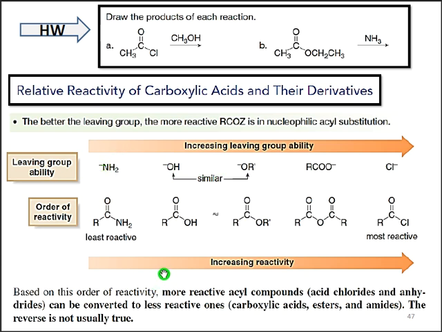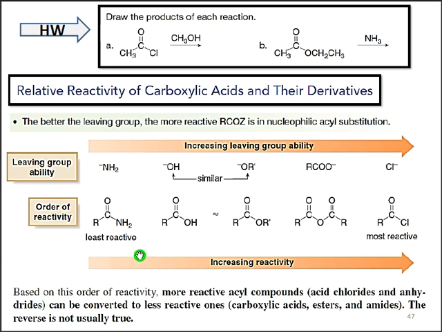For this reason, the reactivity increases from the left to the right. That means the most reactive carboxylic acid derivative is the acid chloride, and then the anhydride, and then the ester, and then the carboxylic acid compound, and then the amide. Based on what? Based on the properties of the leaving group.